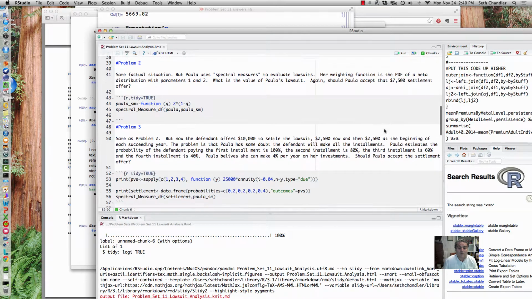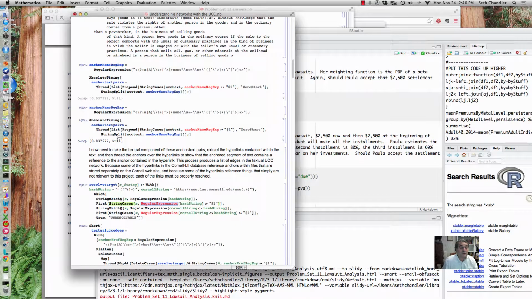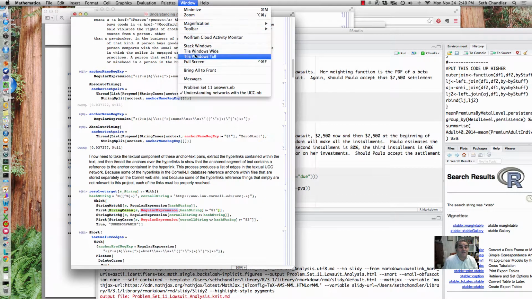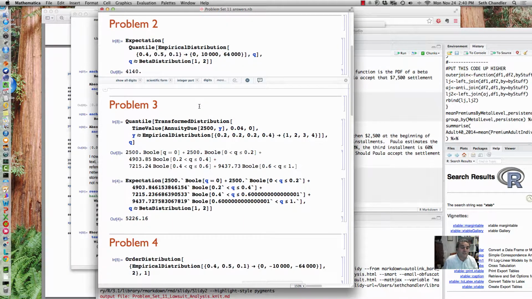Okay? So, problem 3 asks us to take a look at a structured settlement, which you might encounter in the real world. And the structure is that it's basically, I'll give you more money, $10,000, but I'm going to spread it out over 4 years. Basically, I'm going to give you an annuity of 4 years. And the only catch is that you have some doubts that the defendant is actually going to pay the final installments. So there are sort of two parts of this.